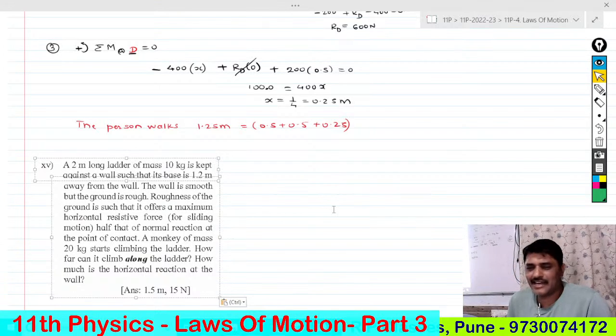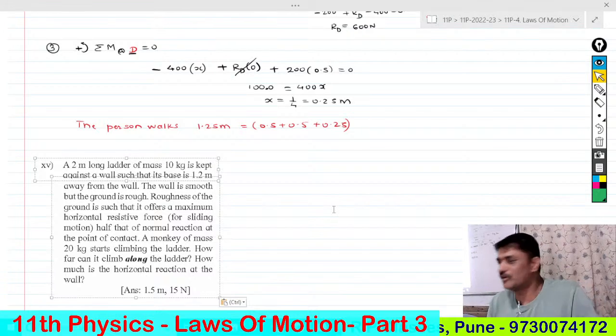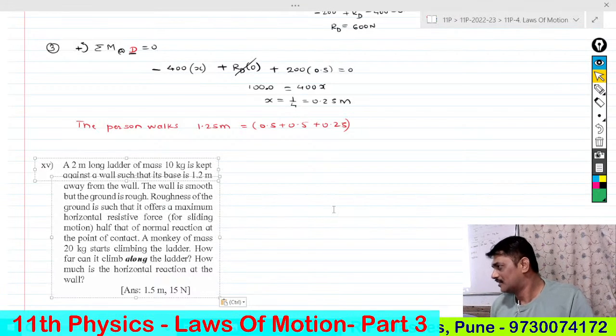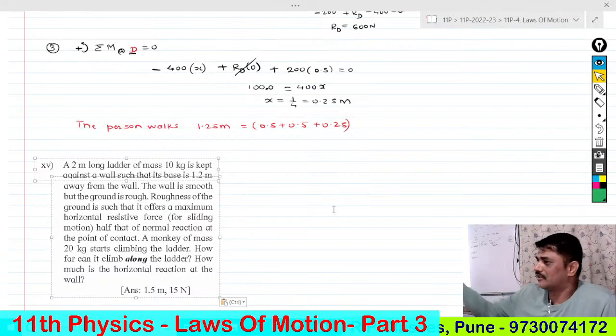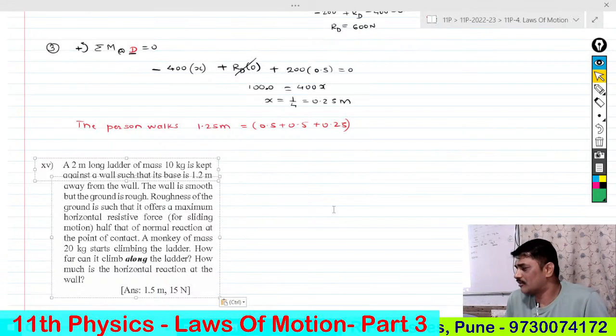They can ask anything. Now, I will solve one question. You just see that. It's a question based on a monkey. And if you refer to HC Verma's book of physics, many numericals are of that type, involving the monkey thing. So it may not be the exact thing, but it can be something like that.